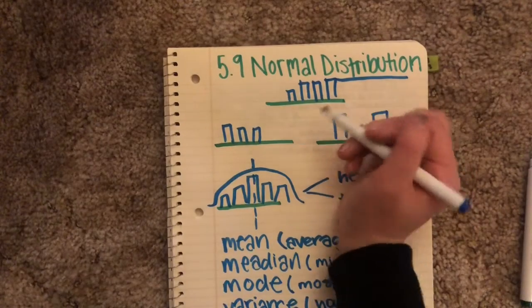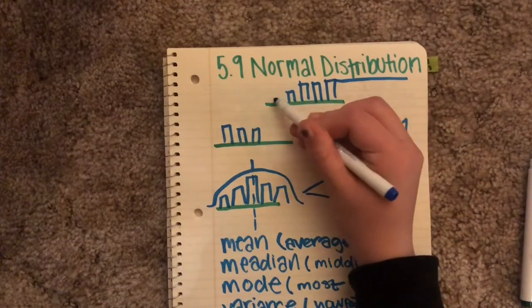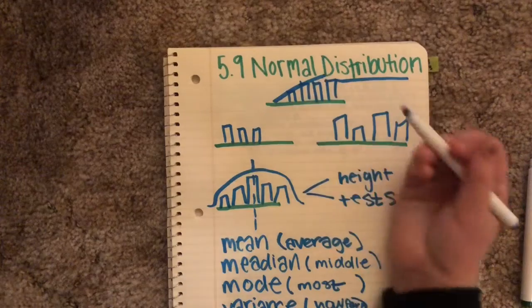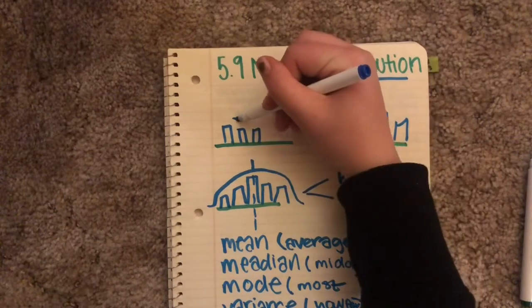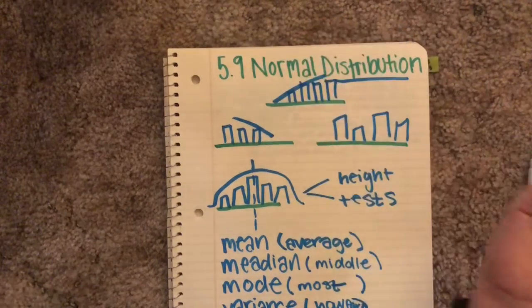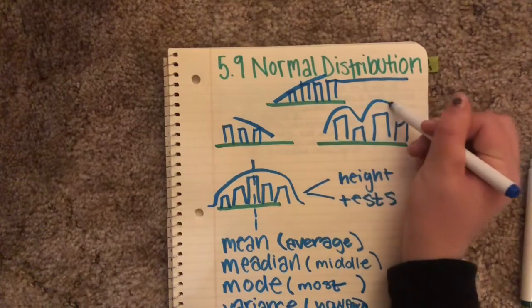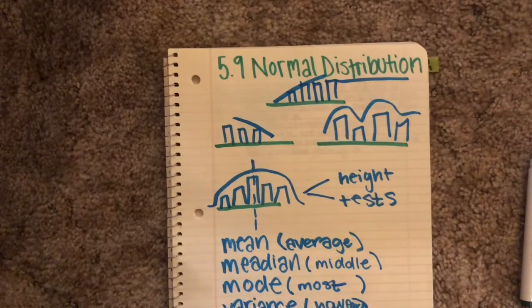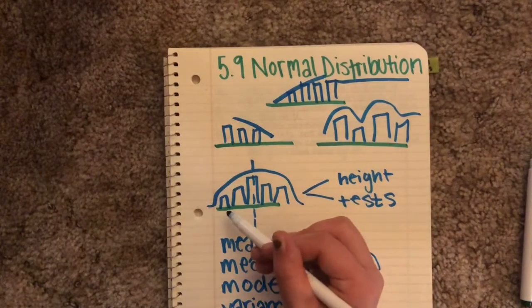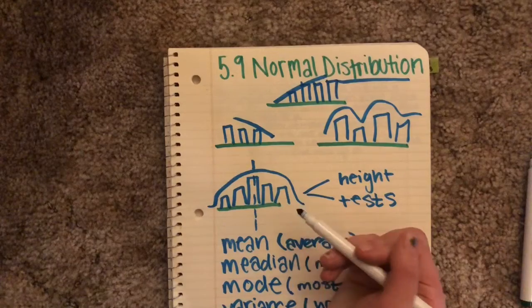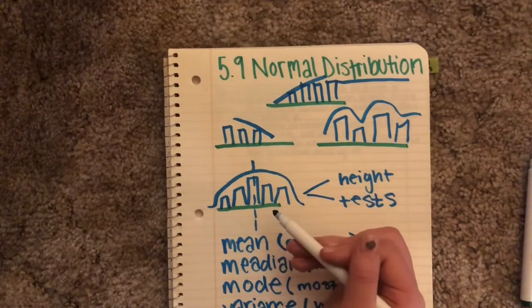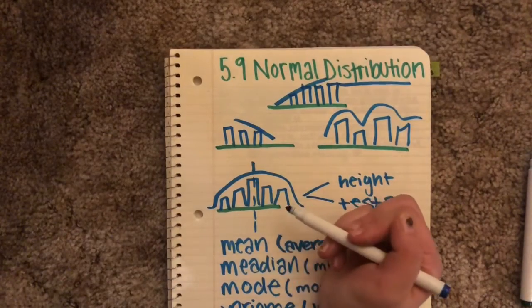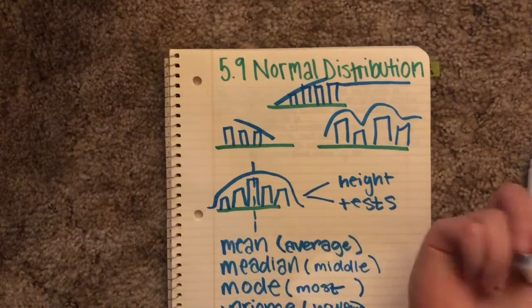As we know with data, sometimes our data can be skewed going to the left, skewed going to the right, or it can be all over the place and have no pattern. But sometimes in math, there's this really cool phenomenon that happens where our data gets perfectly, well, almost perfectly symmetrical. And this is called normal distribution because it's normal.